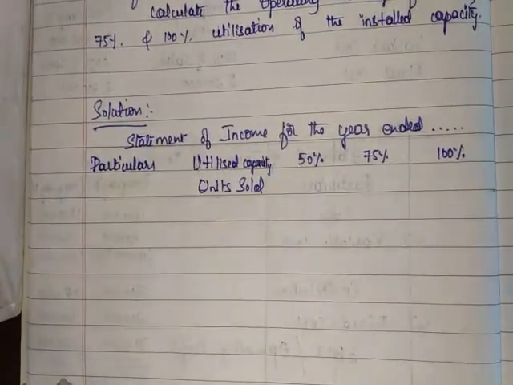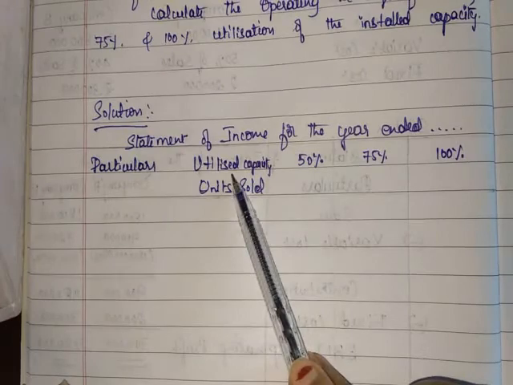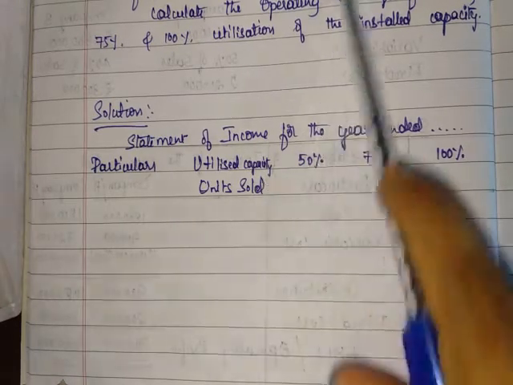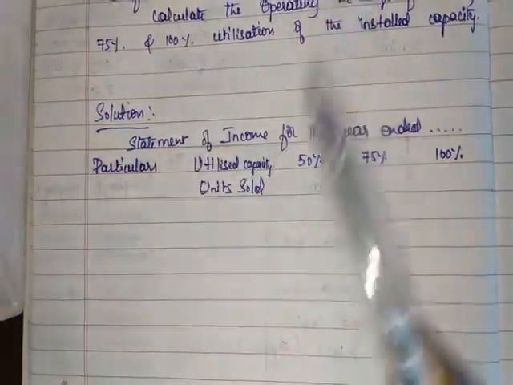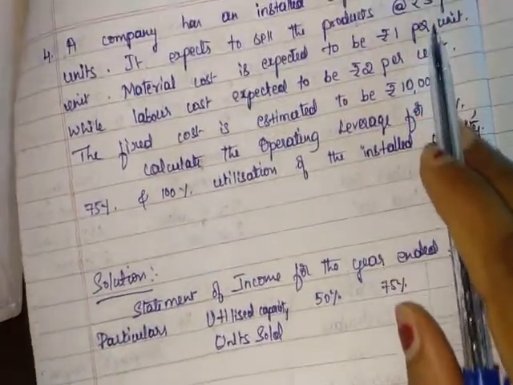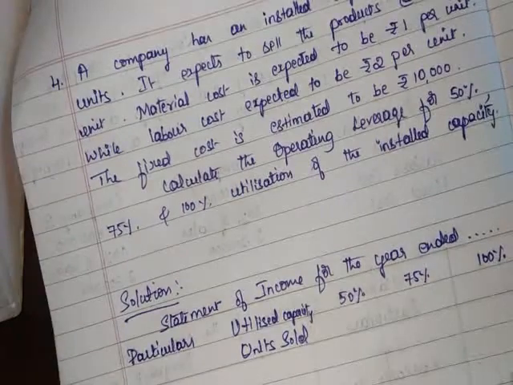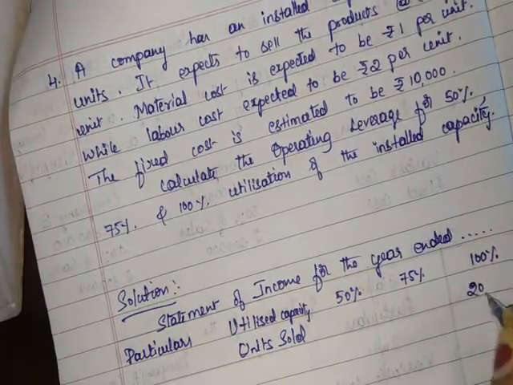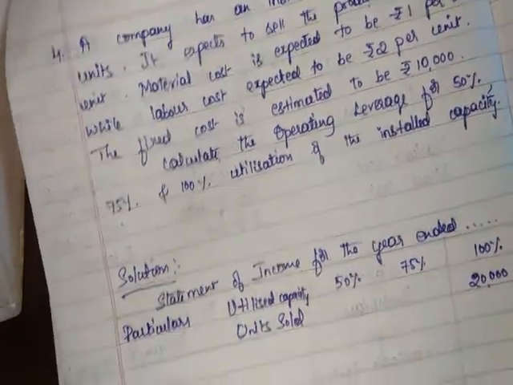So, statement of income for the year ended. Particulars: utilized capacity, that is 50%, 75% and 100%, and units sold. So 100% means total units. Total units is 20,000. So we are writing that last.